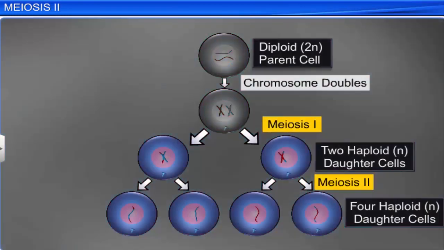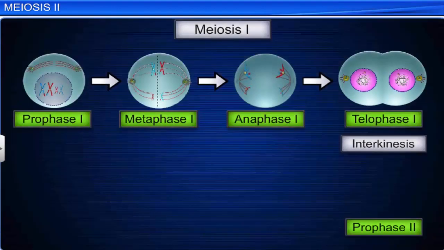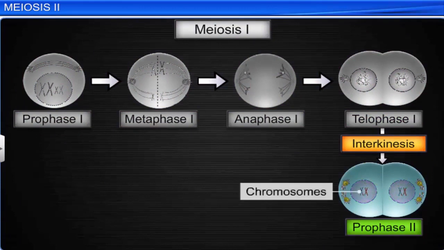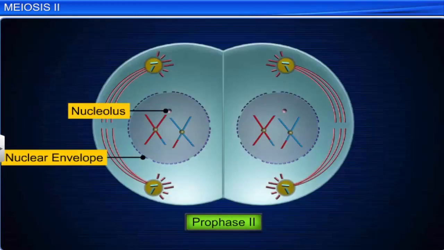Between the two meiotic stages, there is a short-lived resting stage known as interkinesis, during which the DNA doesn't replicate. Interkinesis is followed by prophase 2, a stage that is much simpler than prophase 1. During this phase, the chromosomes get thicker, shorter, and distinct, with each chromosome consisting of 2 chromatids. By the end of this phase, the nucleolus disappears and the nuclear envelope disintegrates.